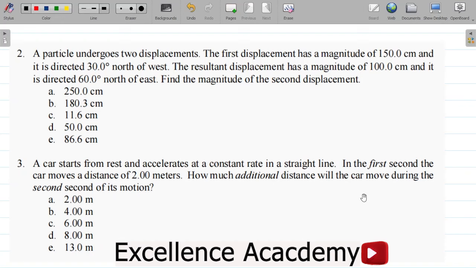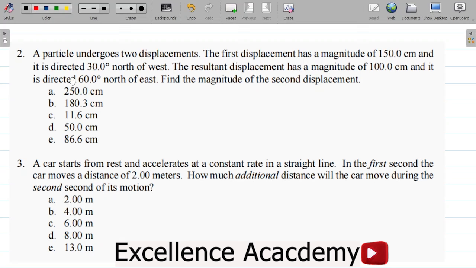In this video, we will be continuing in our series on the General Physics Examination Revision. Now, question 2 here says a particle undergoes two displacements. The first displacement has a magnitude of 150.0 centimeters and it is directed 30.0 degrees north of west. The resultant displacement has a magnitude of 100.0 centimeters and it is directed 60.0 degrees north of east. Find the magnitude of the second displacement.